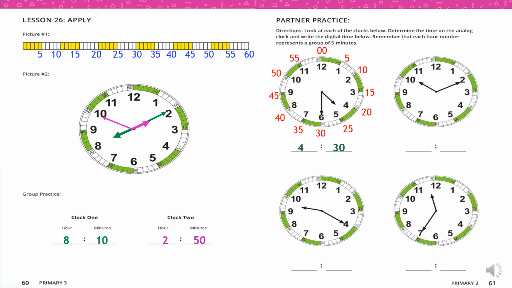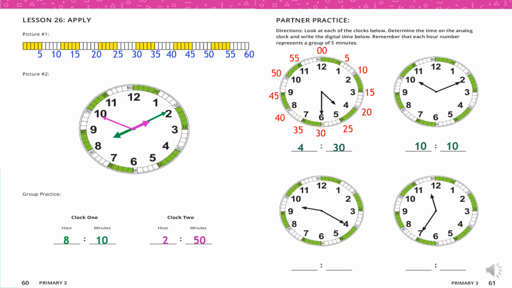In the second one, we have the short hand referring to 10. So we will write 10. And the long hand is referring to 2. We will write 2? No, the long hand reads our song, which is increasing by 5. So we will count 5, 10. So 2 groups of 5 will be 10.